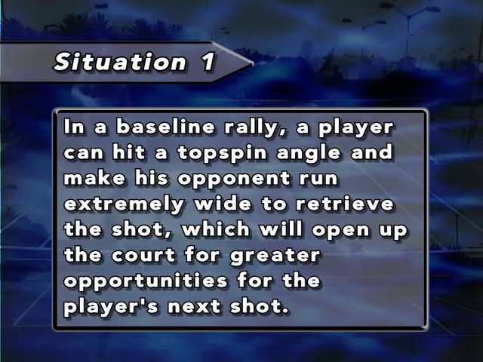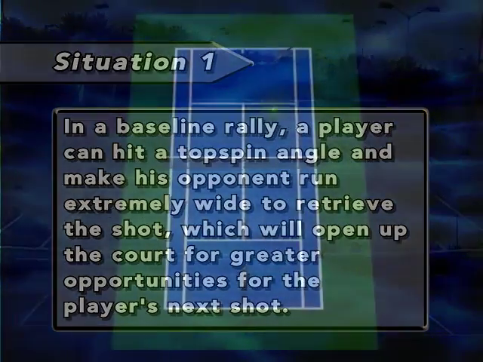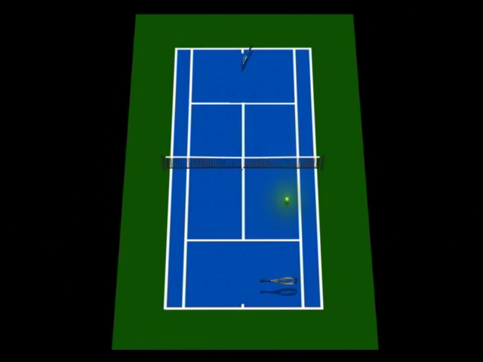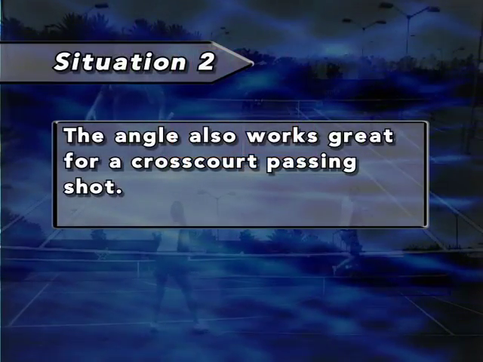In their baseline rallies on the right ball, they could take that heavy topspin angle and make their opponent run extremely wide to retrieve the shot, putting them way out of the court, opening up greater opportunities for their next shot. It also makes for a great cross-court passing shot.